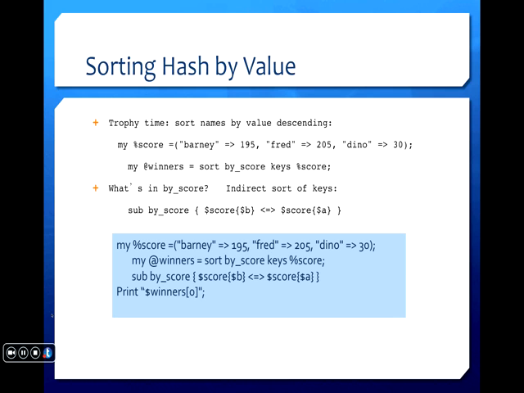Then the second value, $a, is for example Fred: give me the value of Fred, which in this case will be 205. I am using the descending order actually to get the highest up. Okay, so that's why I switched the $b with $a. So at the end I will end up with Fred at the top of my list. So we'll return the whole list here in order: Fred, Barney, and Dino.